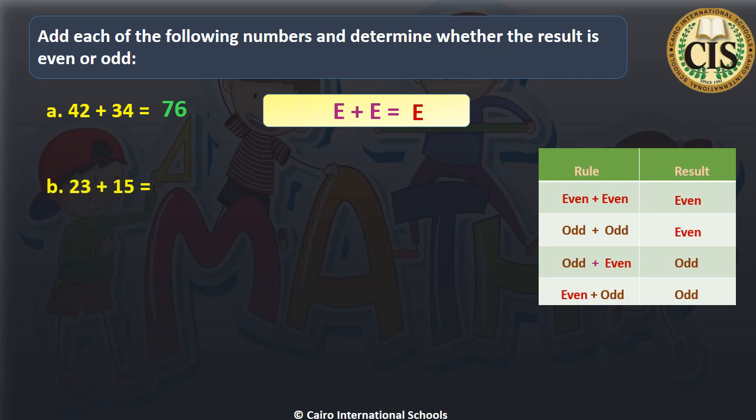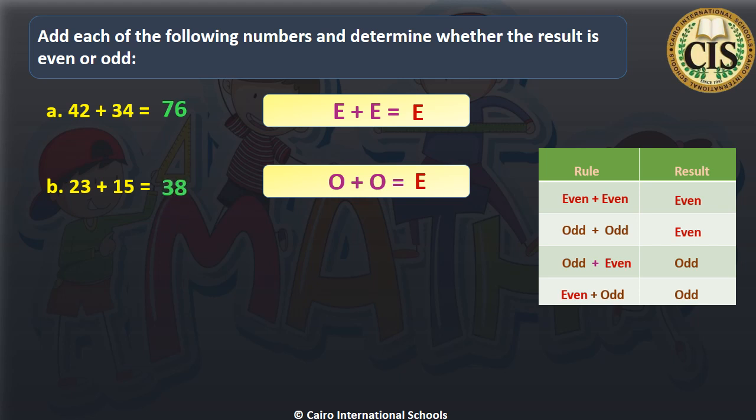The next question, 23 plus 15. Look at the ones digit. 3 is an odd number, and in 15 the ones digit is 5, an odd number too. So odd plus odd, the result will be even because they are of the same type. 23 plus 15, ones with ones, tens with tens. The result will be 38. So look at the ones digit in 38. 8 is even.